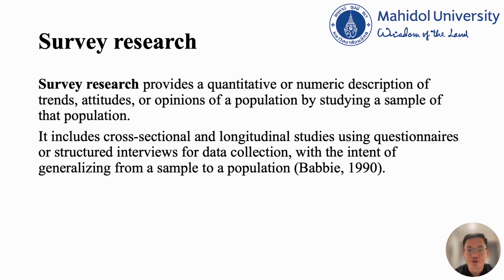Let's start with survey research. This method allows us to describe a population by collecting data from a sample. It uses structured tools like questionnaires or structured interviews. The goal is to generalize findings from the sample to the population. There are two types of survey research: cross-sectional, where data is collected at one point in time; and longitudinal, where data is gathered repeatedly over a longer period. This method is commonly used in health, education, and social sciences.